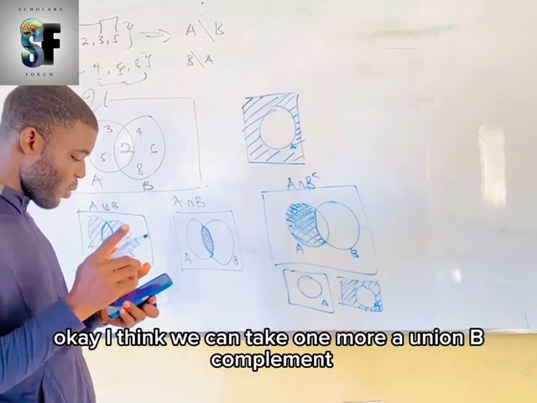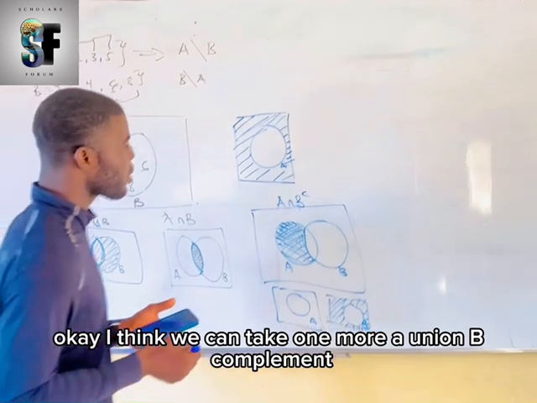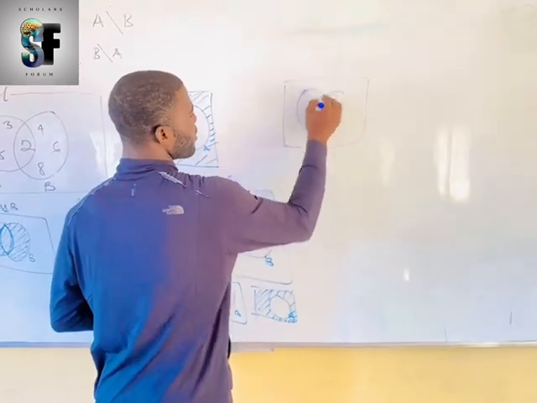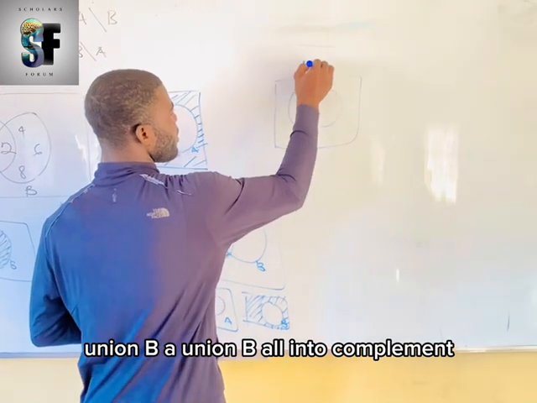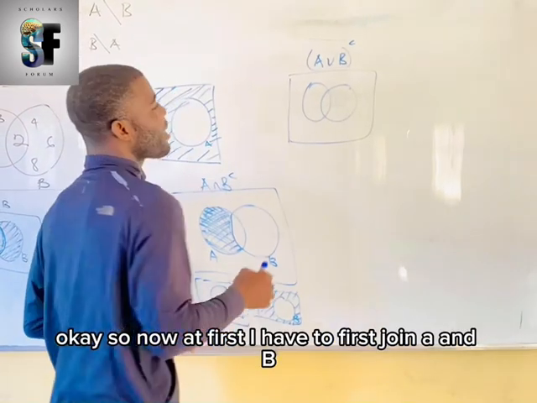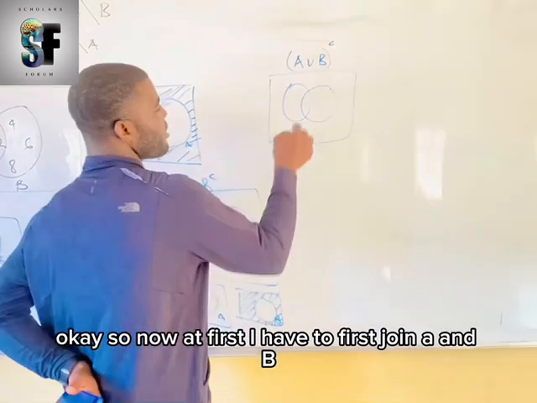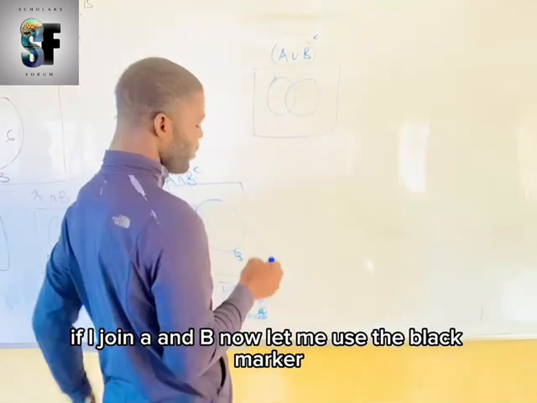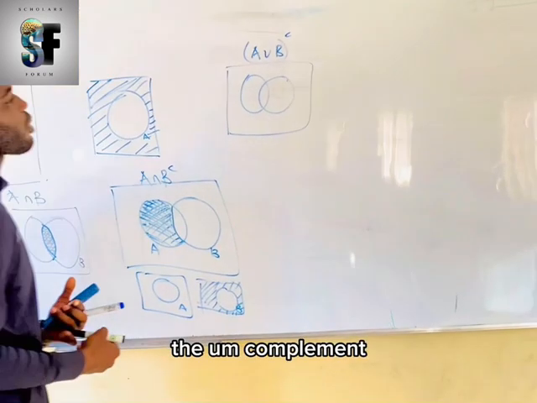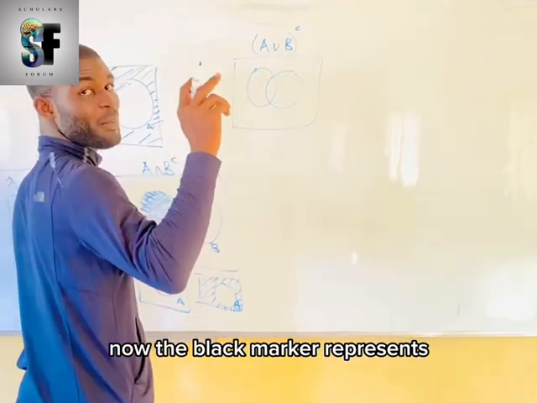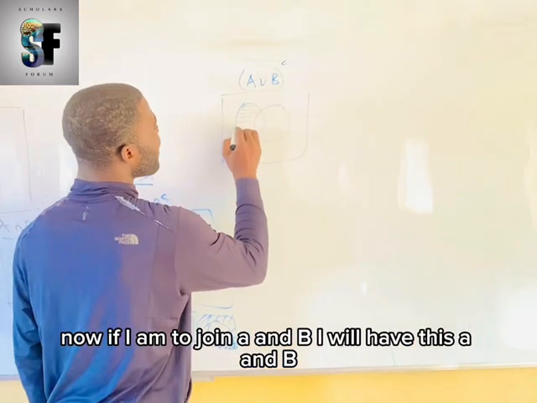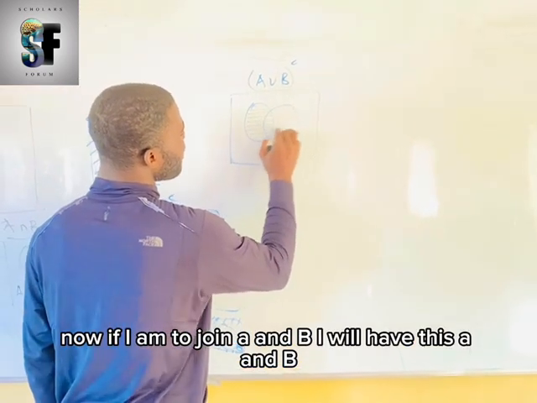I think we can take one more: A union B, all into complements. At first I have to join A and B. Let me use the black marker for that so that I can use the blue marker to show the complement. The black marker represents the union that you are seeing inside. If I join A and B, I will have this.